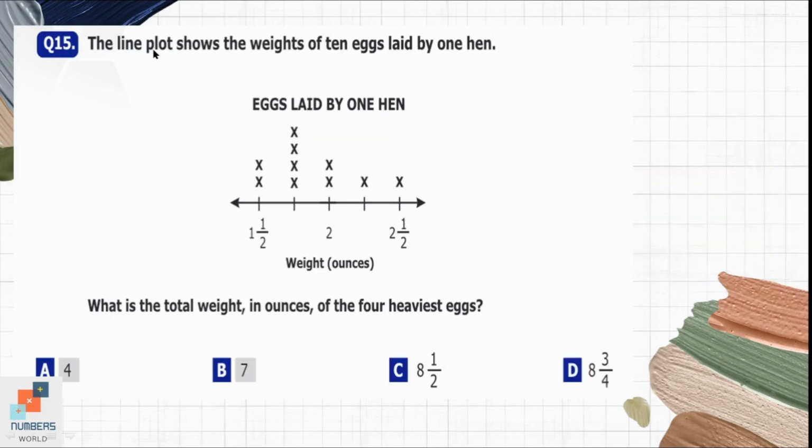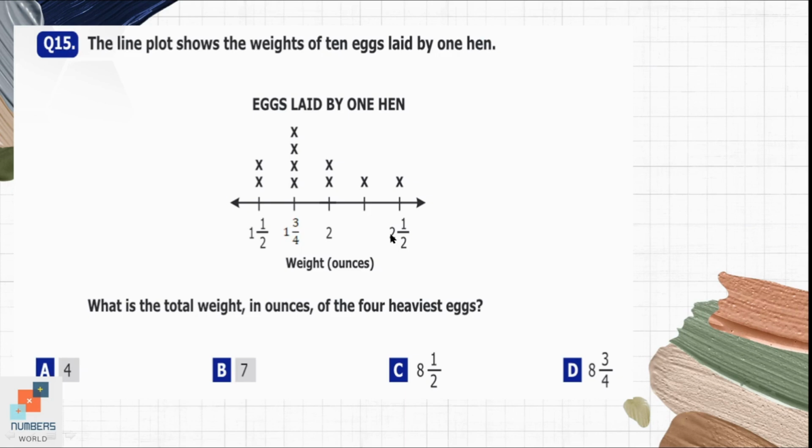Question number 15. The line plot shows the weights of 10 eggs laid by one hen. What is the total weight in ounces of the four heaviest eggs? So first of all, we are going to find our missing value. The first number is 1 whole 1 by 2, that can be taken as 1.5. So what is in between 1.5 and 2? It's 1.75. That can be written as 1 whole 3 by 4.